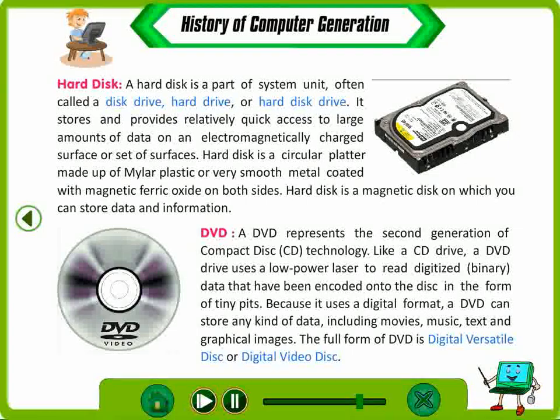DVD. A DVD represents the second generation of compact disc technology. Like a CD drive, a DVD drive uses a low-power laser to read digitized binary data that have been encoded onto the disk in the form of tiny bits. Because it uses a digital format, a DVD can store any kind of data, including movies, music, text, and graphical images. The full form of DVD is Digital Versatile Disc or Digital Video Disc.